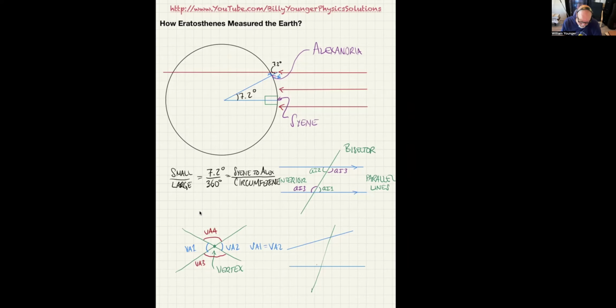Sorry about that not fitting, but the distance to Syene being the small part and the large part being the full arc length around the globe, that would be the circumference. And we know circumference is given by C equals 2 pi times r. What we found was Eratosthenes looked it up and asked some people, and it had actually been surveyed, and the distance between Syene and Alexandria was approximately 800 kilometers.